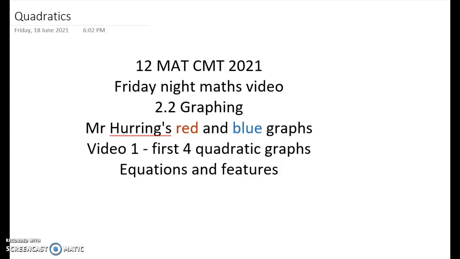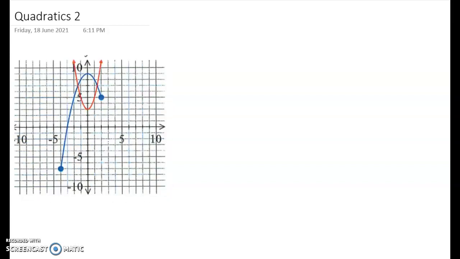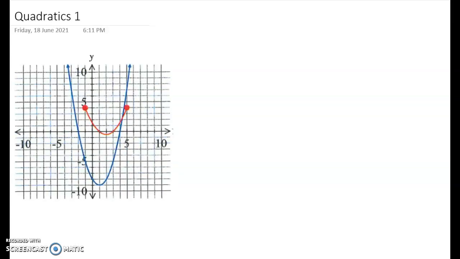Kia ora Year 12. In this video, I'm going to go through the first 4 parabola graphs in Mr. Hurring's lovely red and blue graph worksheet. So here are the first 2 that I'm going to do, and here are the second 2 that I'm going to do. I'm also going to look at the features of the graph with a special focus on the domain and the range. Okay, so this is my first graph.